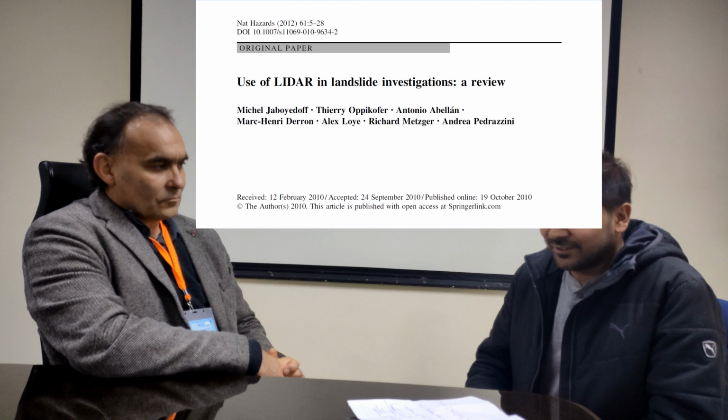I think there is a lot to do, especially in the treatment of the data. It's the most important. There exists free software, CloudCompare, which is very good for working with point clouds.